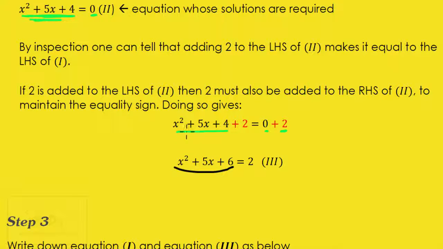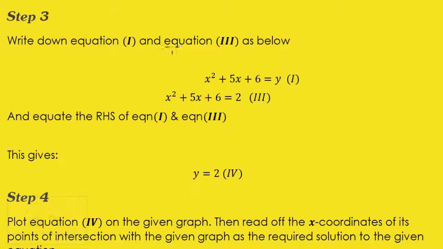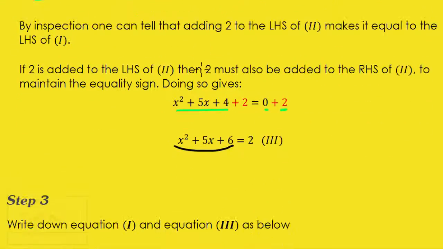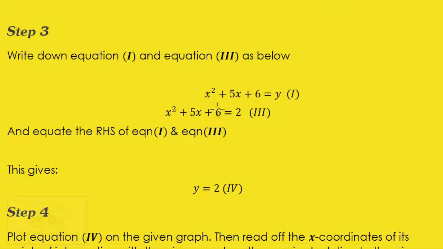So that's step 2. Step 3 says write down equation 1, which is this, and equation 3, which is this one. Write them next to each other and equate the right hand sides. Doing so is basically saying that y is equal to 2. And you get an equation. I'm going to call this equation 4. That's step 3, equating the right hand sides of equation 1 and 3.